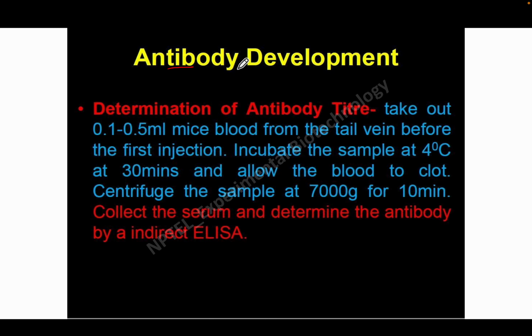Now your antibody will be getting produced. Now you have to determine the antibody titer. Take out again 100 to 500 microliter of mice blood from tail vein. Incubate the sample at 4 degrees for 30 minutes, and this is the same procedure, and this is how you will collect the serum and determine the antibody binding efficiency by indirect ELISA. Okay.